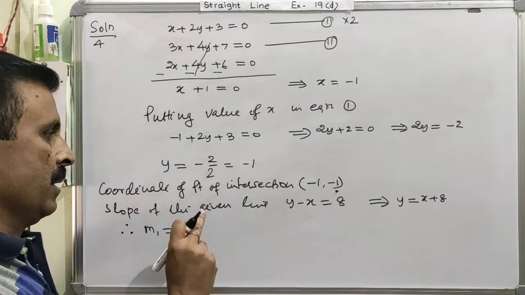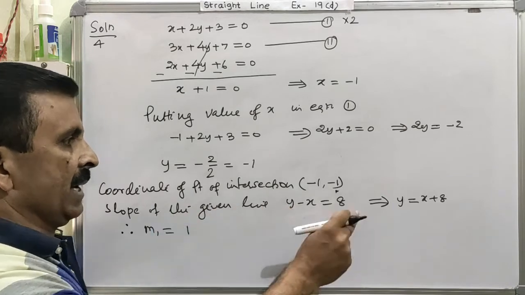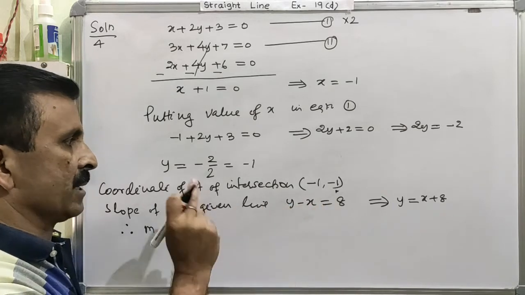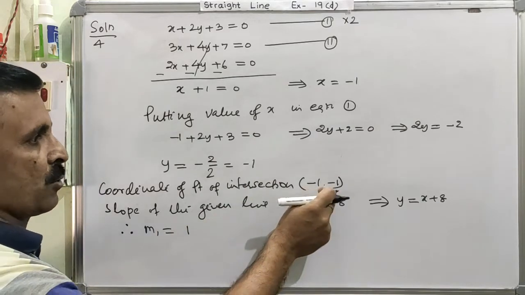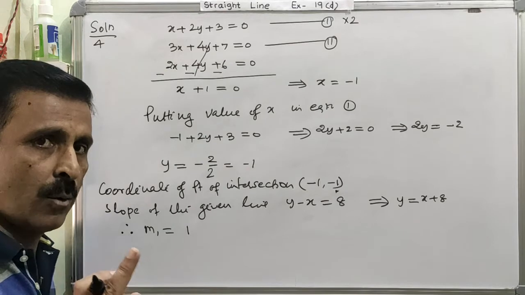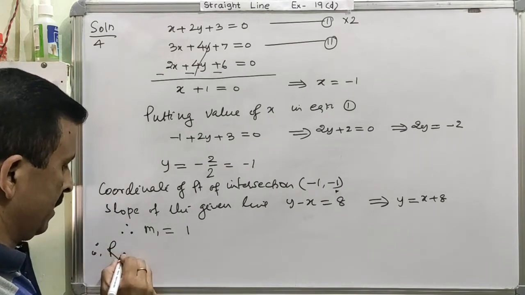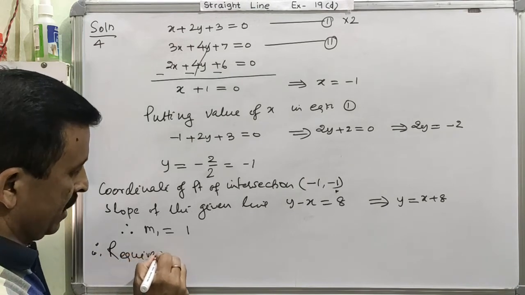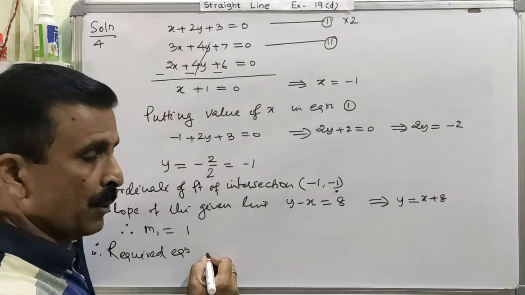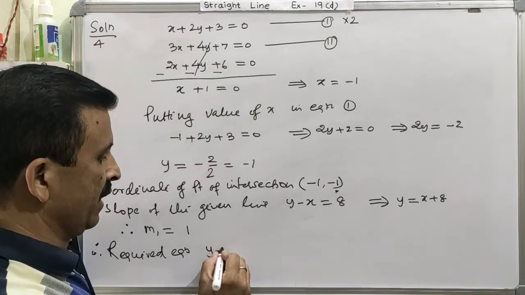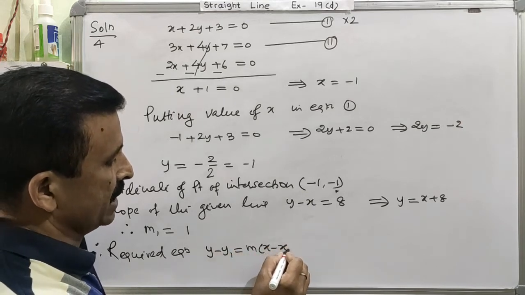Clear? And now your line which you are going to calculate is parallel to this given line. That means this slope and the slope of your required line will be same. So with this slope and then this coordinate, we can write down the equation of our required line. So we will say therefore the required equation will be using slope and 1 point, right? So y minus y1 is equal to slope into x minus x1.